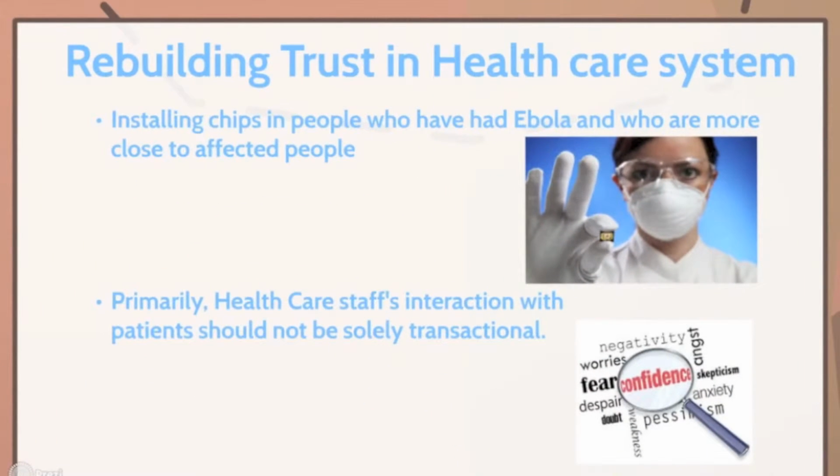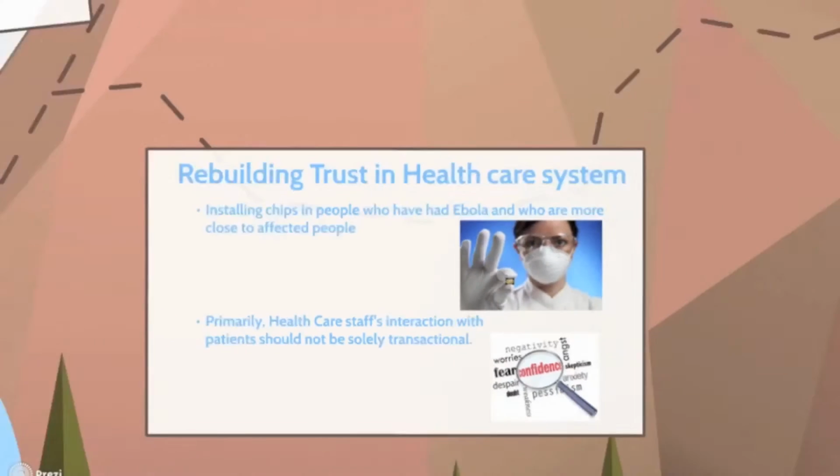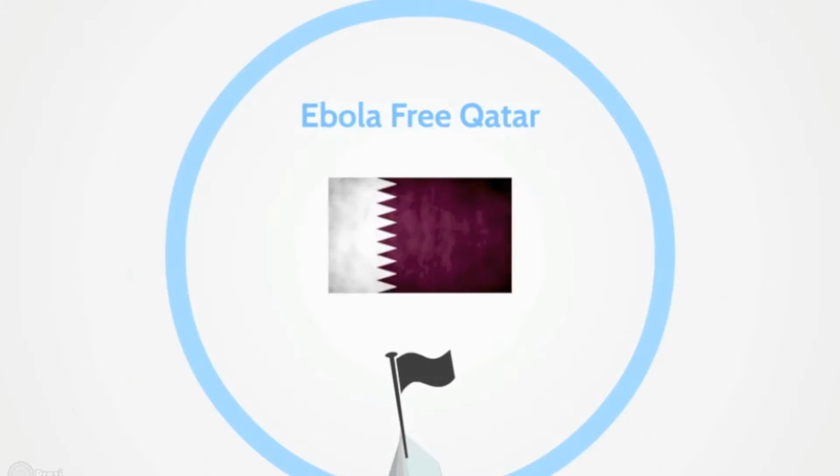In rebuilding trust in the healthcare system, there are 2 steps. First, we are going to install chips in those people who have had Ebola and who are more close to affected people. Then there's going to be primarily healthcare staff. Interaction with patients should not be solely transactional. They need to take care of the patients more effectively. And as all these things get implemented, we'll have an Ebola-free Qatar.